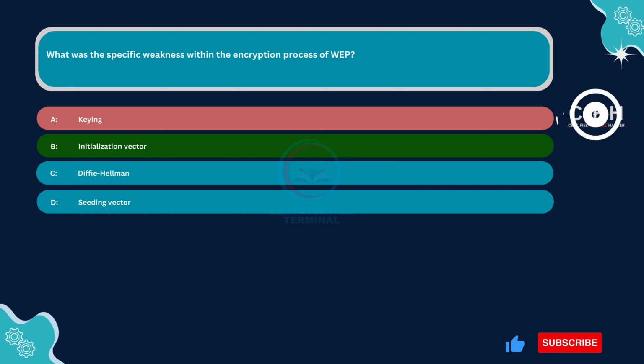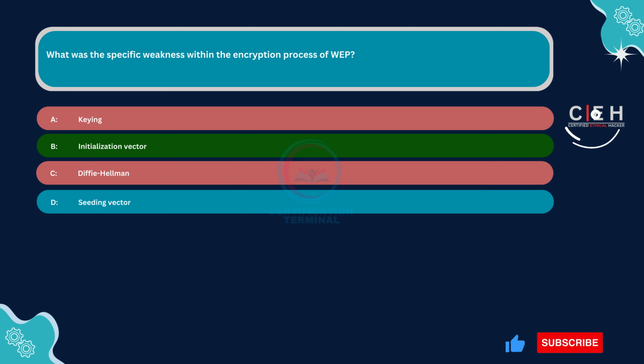Option A, keying, is incorrect. While the keying process in wired equivalent privacy is flawed, it's not the specific weakness being asked about in this question. Keying refers to the process of generating and distributing keys for encryption and decryption. In wired equivalent privacy, the key management mechanism is indeed weak, but it's not the primary focus of the question.